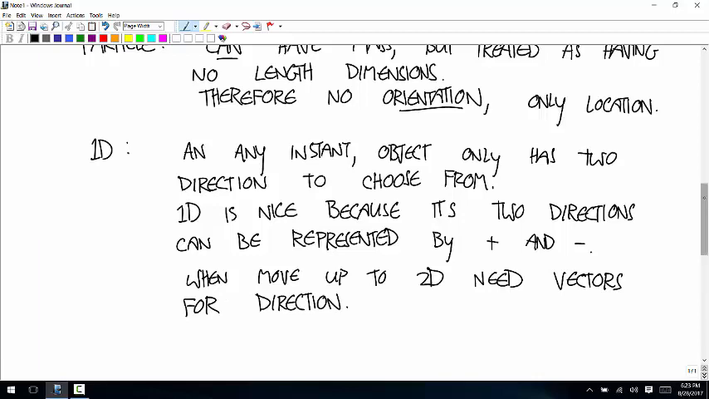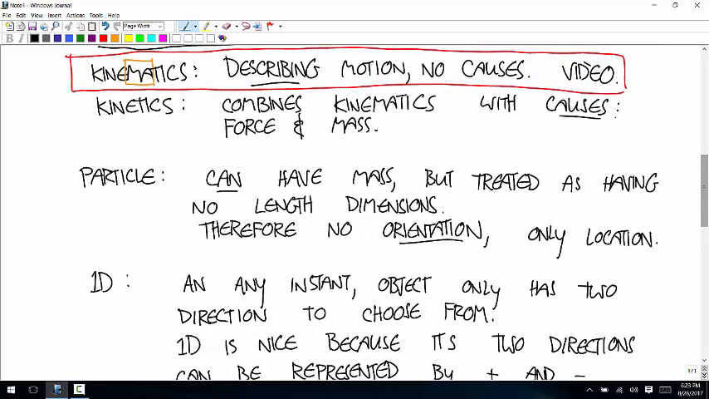Okay, so this first topic, it's been like 10 minutes and we're still at the title of this section. We're talking about describing the motions only of things that we're treating as having no length dimensions, so we don't care about orientation, and they're traveling along a confined path where they can only go forward or backwards.